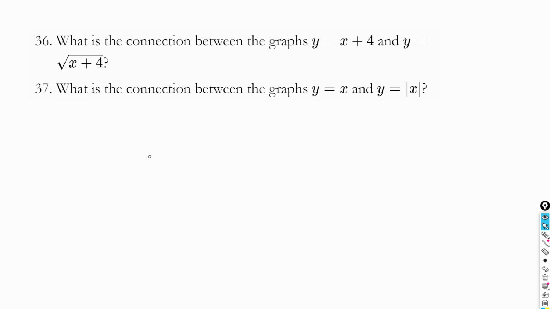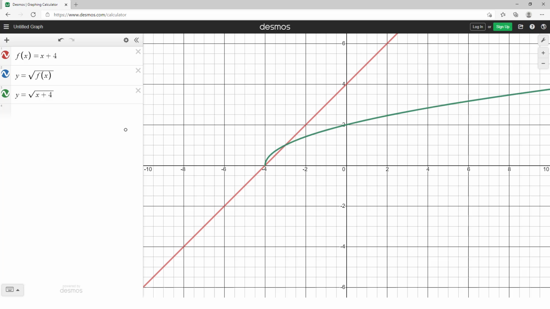Okay, so let's talk about the connection between the graphs y equals x plus 4 and y equals the square root of x plus 4. This here is a line and this here is a square root graph. So as you can see here on Desmos, f of x equals x plus 4 is a red line with a slope of 1. The square root of f of x is the blue line. It looks like a radical.